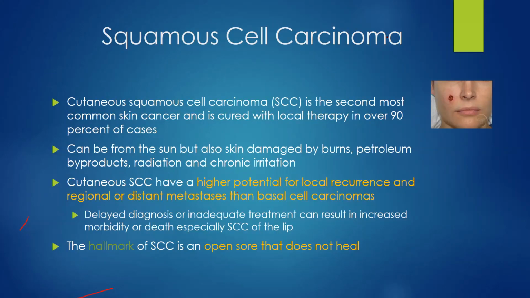So continuing on here, cutaneous squamous cell carcinoma. So squamous cell carcinoma is the second most common skin cancer and is cured with local therapy over 90% of cases. So basically, we want to identify this soon because there's a higher potential here for local recurrence than with basal cell carcinoma. The hallmark of squamous cell carcinoma is this open sore that we already talked about that does not heal.